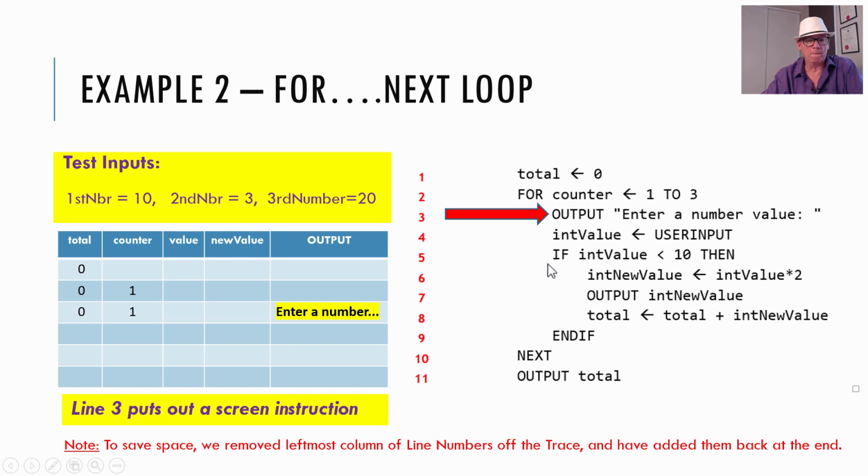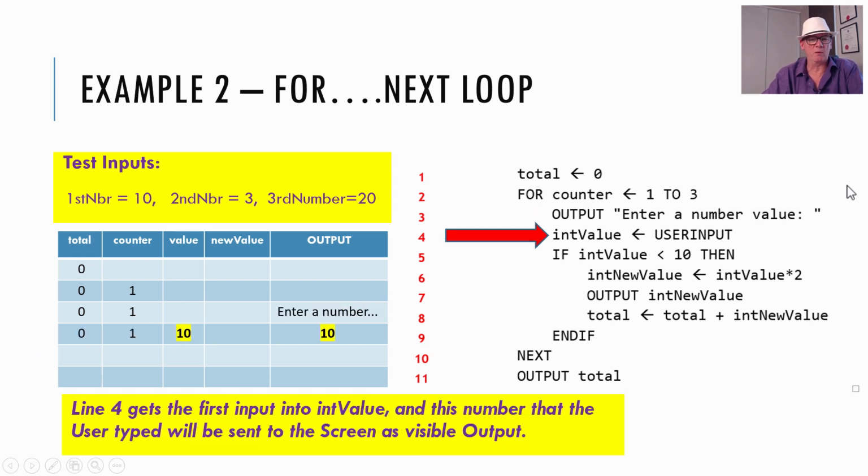On to line 4. Now to save space, you notice we've dropped our line numbers here. They're kind of getting all squashed against the side of the PowerPoint. We're having trouble making them all line up too. So we'll put them back on at the end, but we've just taken them off for now to speed things up a bit.